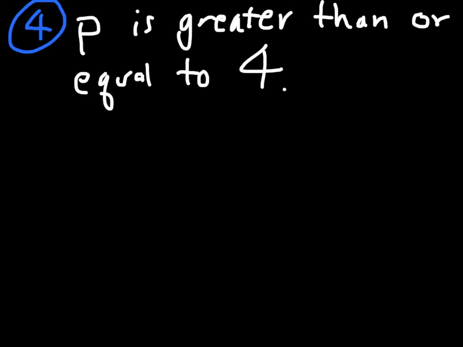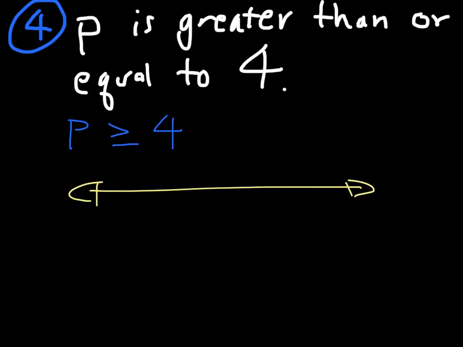p is greater than or equal to 4. Again, we're giving it in words, so let's write it using our symbols. We have p is greater than or equal to 4. We can graph this: draw our number line again, put our 0 and our 4 in there. Since it's greater than or equal to, that means a closed dot, so I'm going to shade in my dot here at 4. Then we want all the values that are greater than or equal to 4, which means it's to the right.